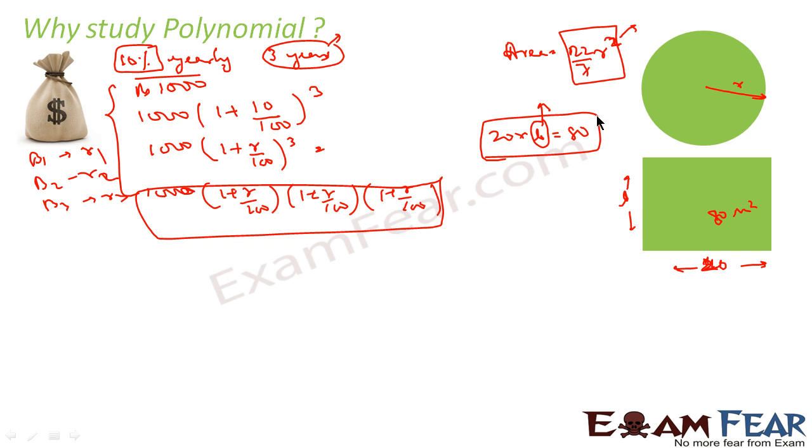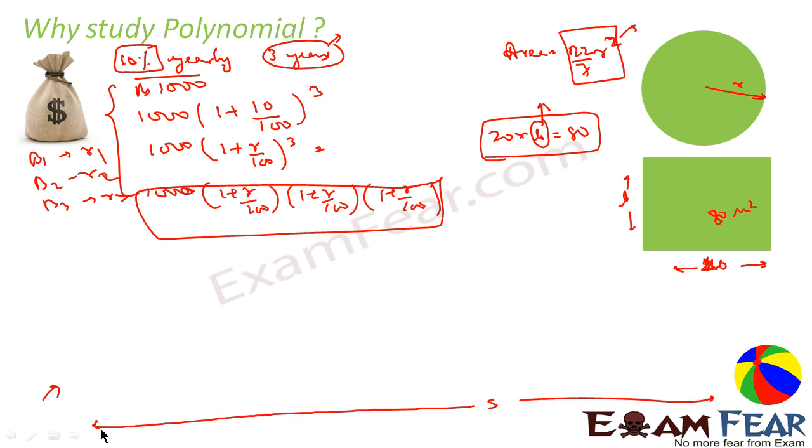Also, one more example: when you throw a ball, it goes by projectile motion. Let me repeat once again. You throw a ball from here, and it goes by projectile motion. Now if you want to find where it will fall, if you want to find this distance, then here also you have to use a polynomial function, because here s is nothing but ut plus half at square. This is a physics formula.